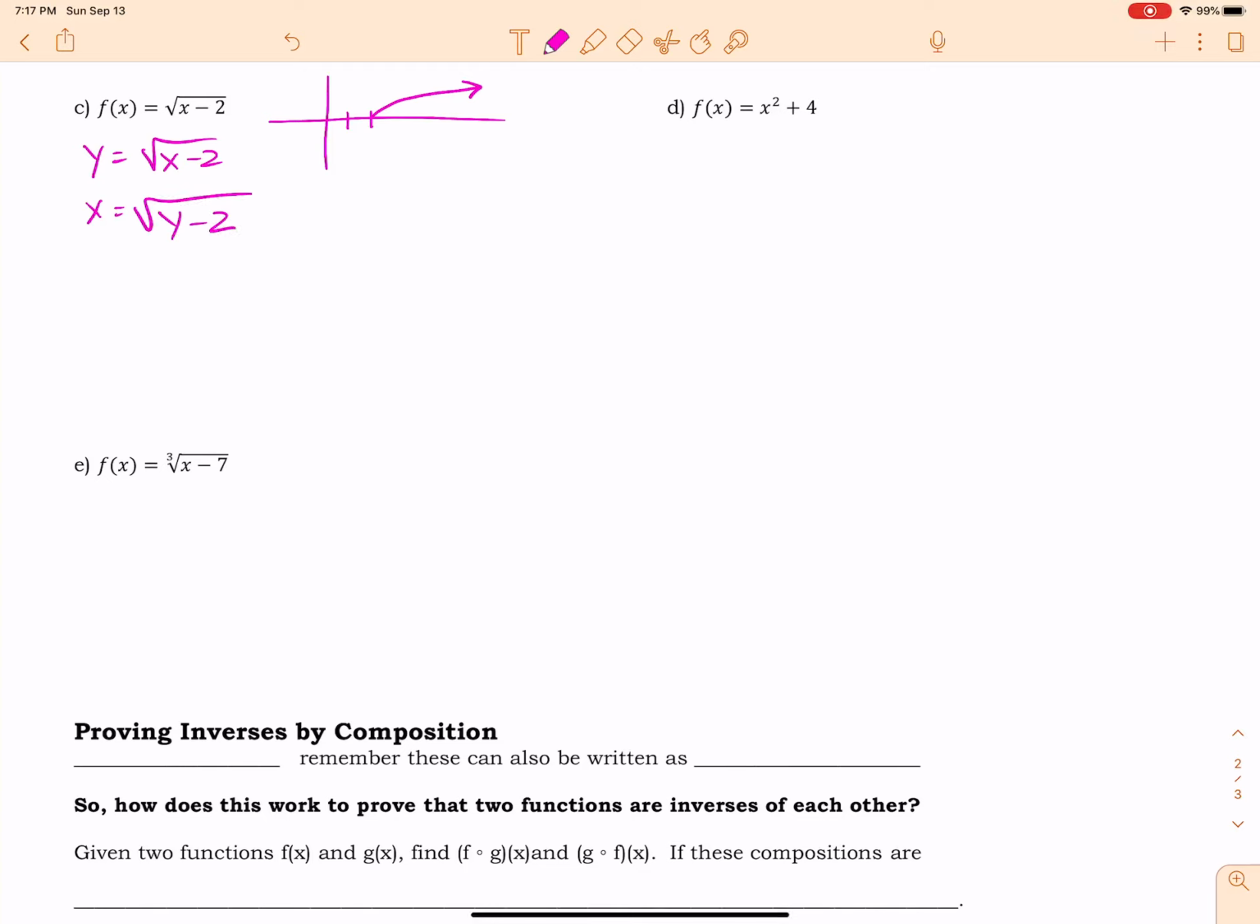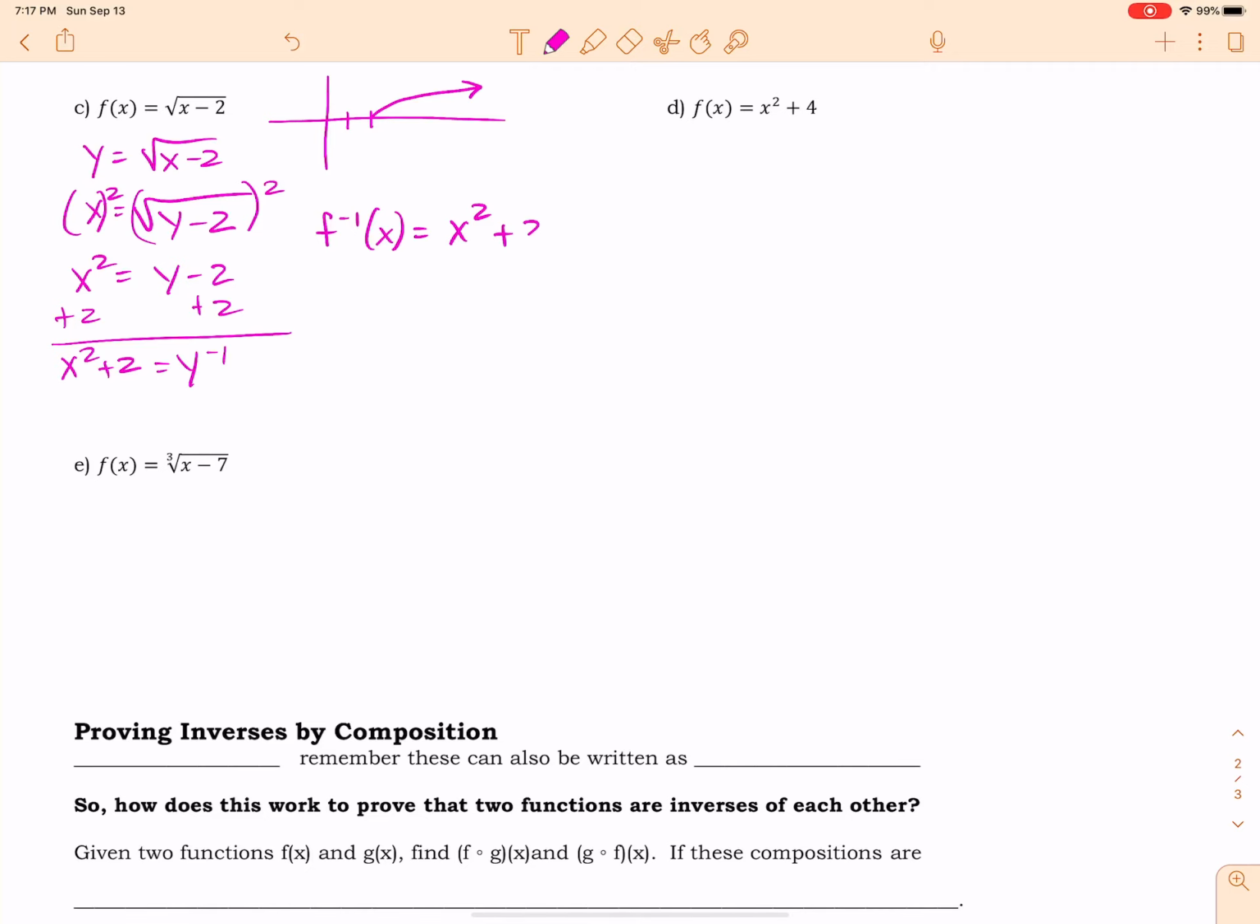And I don't want that square root, I want to solve for y. So in order to get rid of that, I'm going to square both sides. So I end up with x squared equals y minus 2. And then I'm going to add 2 to both sides. So my inverse ends up being x squared plus 2. Well, this is a parabola, so I know that it is a function. So the function, or the inverse that's also a function, is this right here.